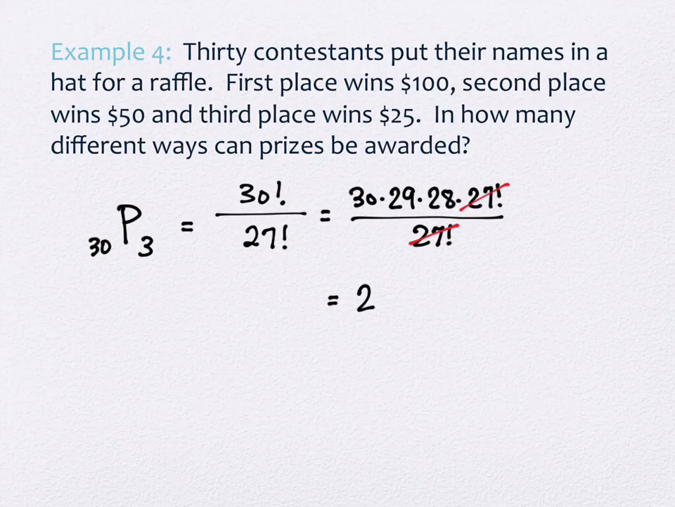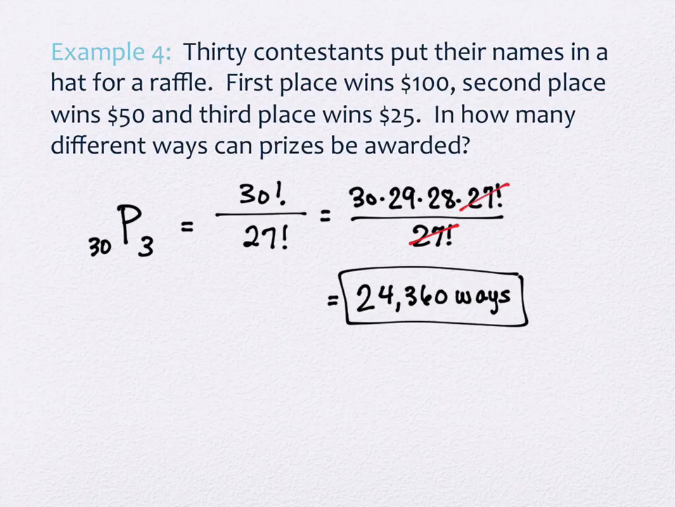23,520. I think it's bigger than that, a little bit bigger. There might be a typo in what you entered. 24,360, yeah. So there are 24,360 different ways this can be chosen.